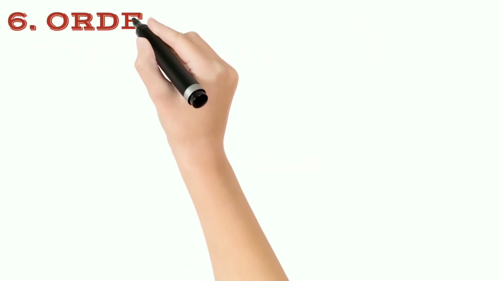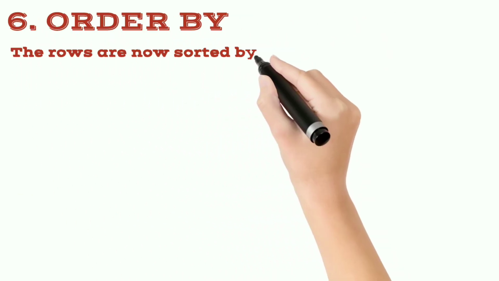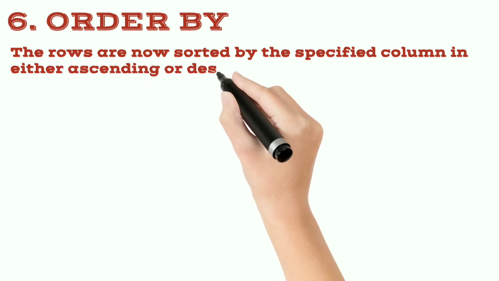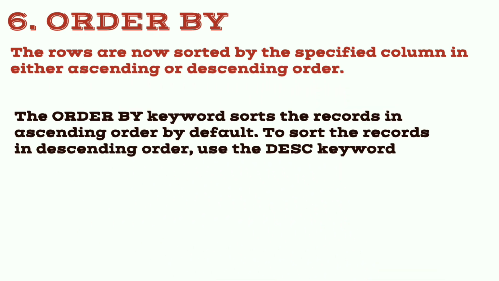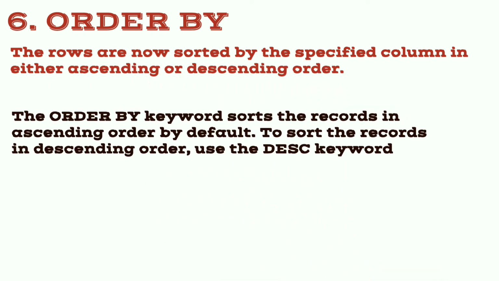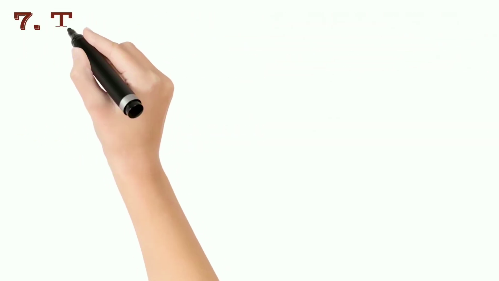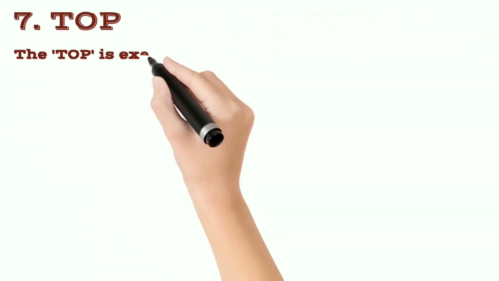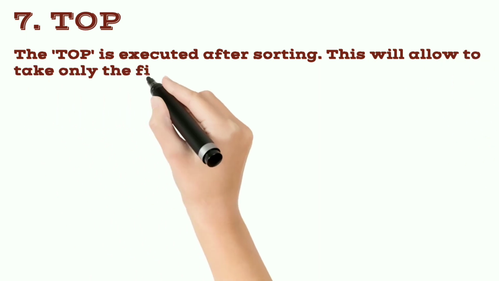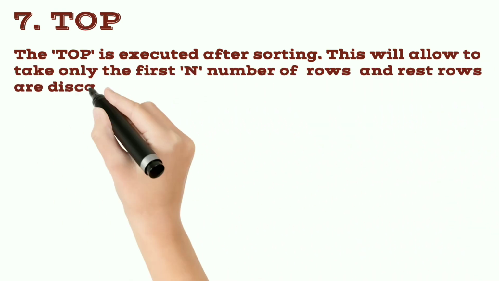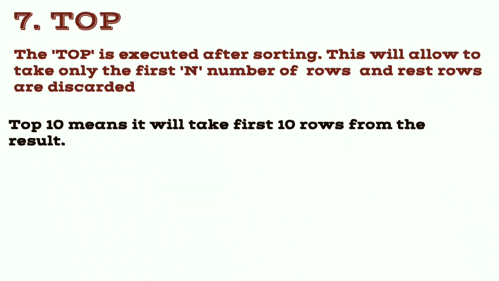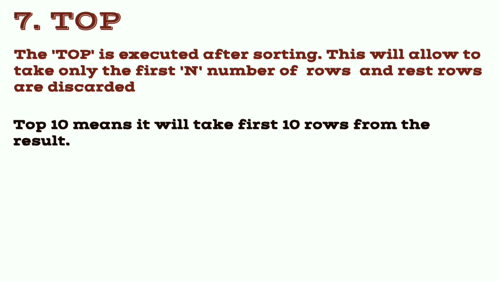Sixth is the order by clause. The rows are now sorted by the specified column in either ascending or descending order. The order by keyword sorts the records in ascending order by default. To sort the records in descending order, use the DESC keyword. Seventh is top. The top is executed after sorting. This allows us to take only the first n number of rows and the rest of the rows are discarded. Top 10 means it will take the first 10 rows from the result.